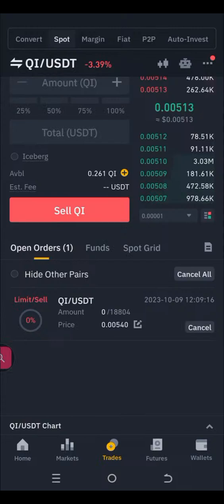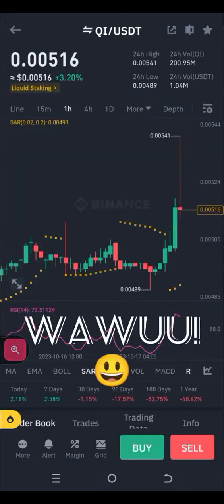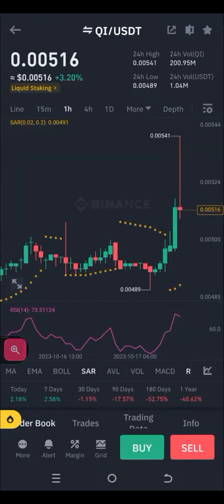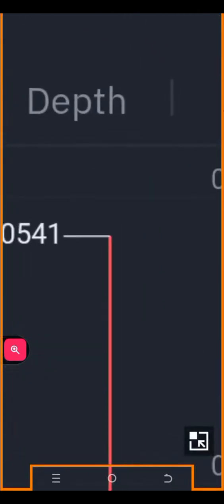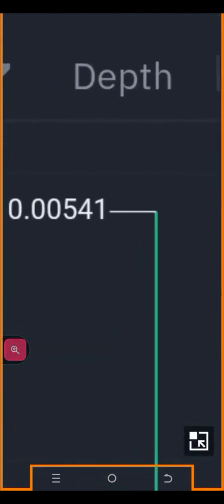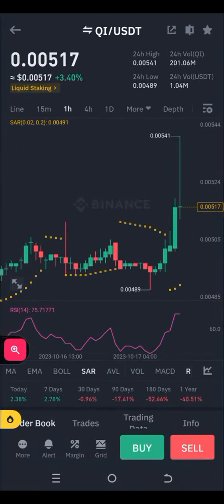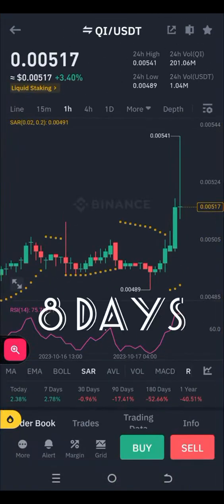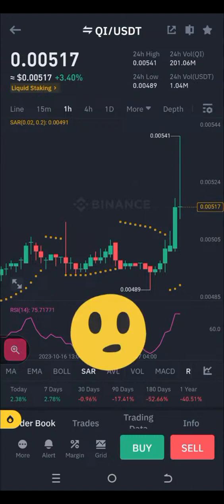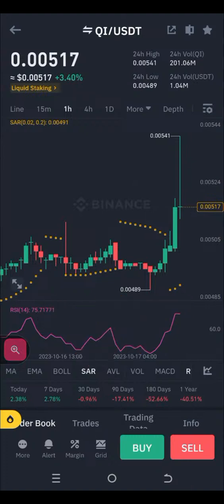Take care. Wow! Can you see how QIUSDT ran all the way to 0.0541? This trade, wow, I've been in it for 8 days. Eight days. Oh my God. But anyways, like I told you, probably you must have watched in my previous videos that there has been a bloodbath in BTC. But BTC has recovered a little bit.